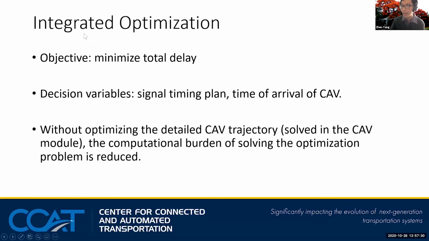Another very important functionality of the smart infrastructure is the integrated optimization. The objective is to minimize the total delay of all vehicles, and the decision variables are the signal timing plan and also the time of arrival of each CAV. Notice that we do not optimize the detailed CAV trajectory at the smart infrastructure. The detailed CAV trajectory is solved in the CAV module. In this way, we reduce the computational burden at the smart infrastructure.